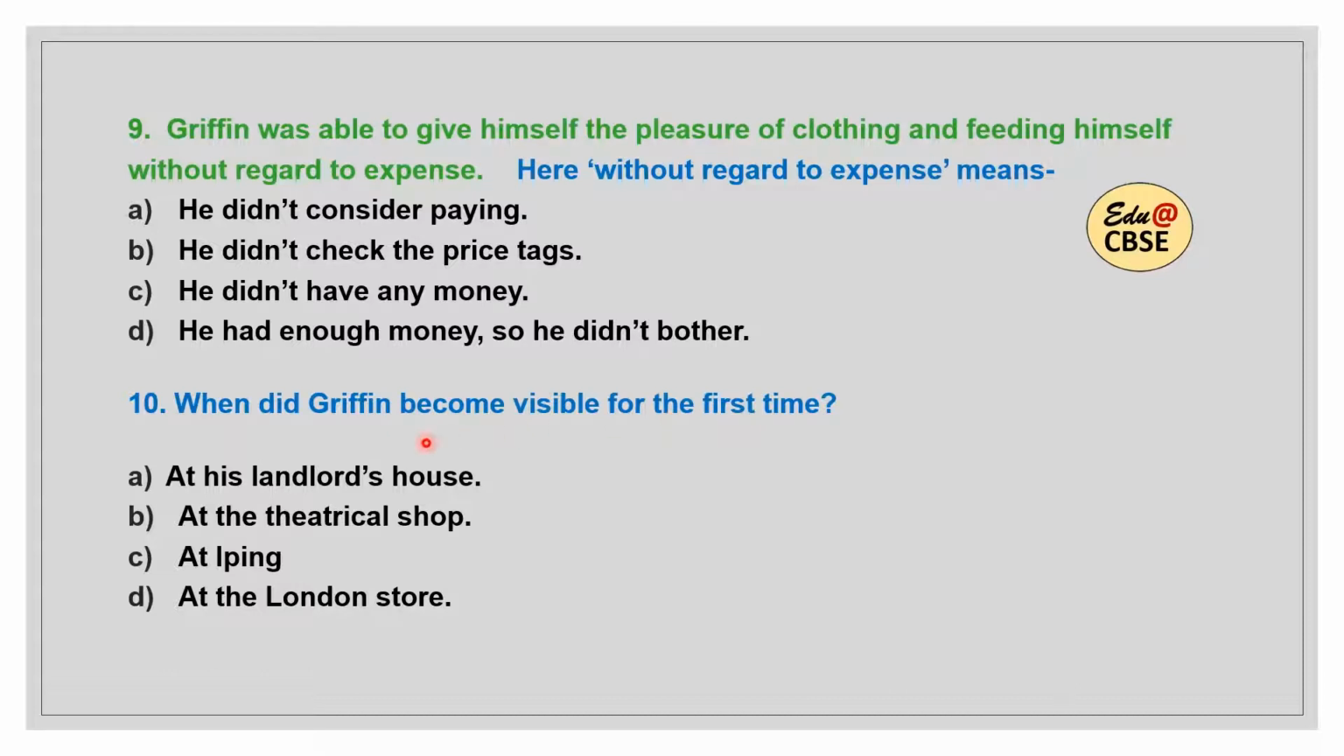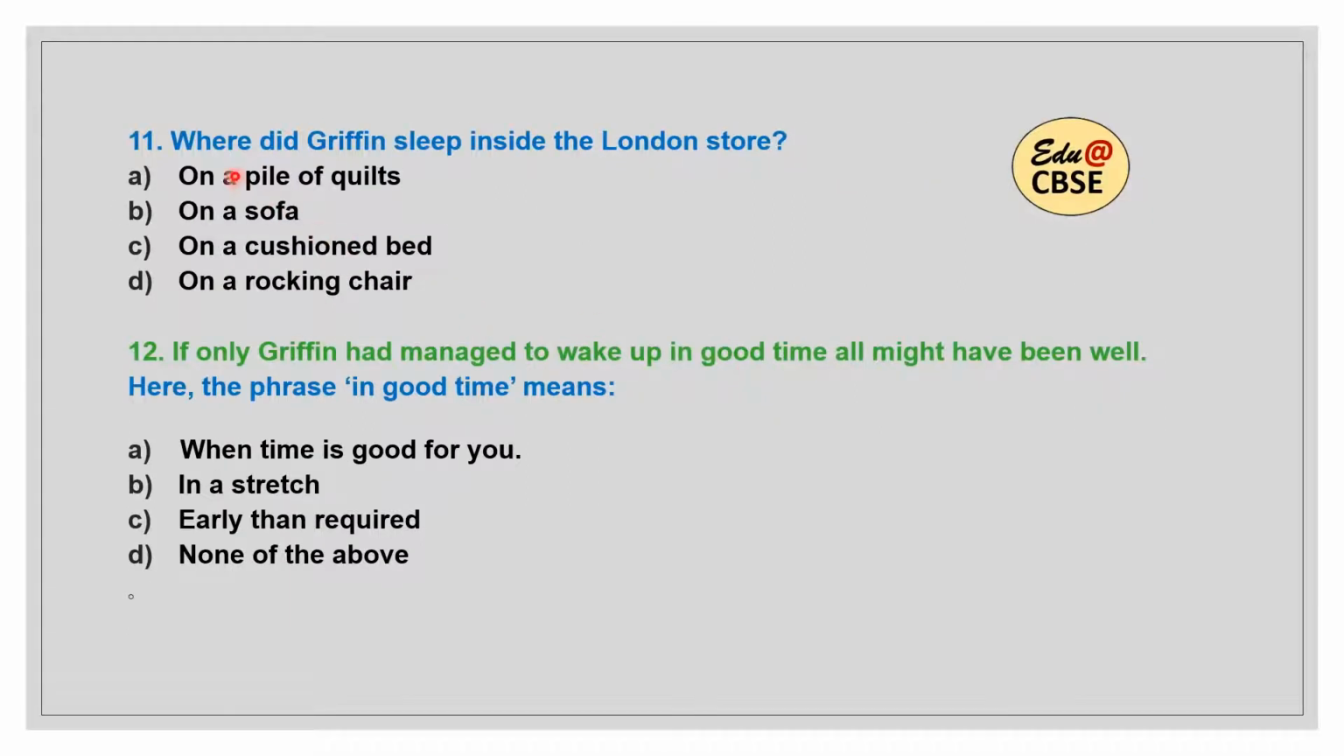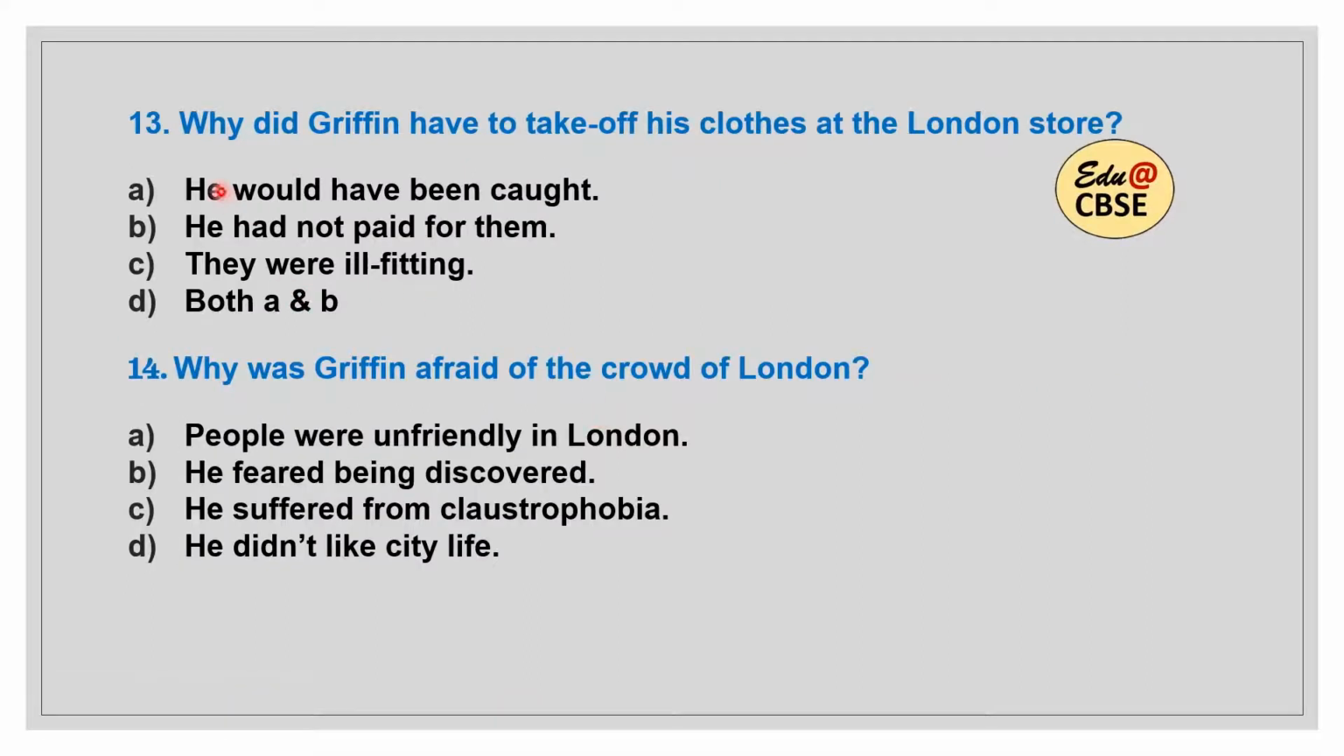Now next one. When did Griffin become visible for the first time? Next, where did Griffin sleep inside the London store? Next, if only Griffin had managed to wake up in good time, all might have been well. Here the phrase in good time means. Next, why did Griffin have to take off his clothes at the London store? Next one. Why was Griffin afraid of the crowd of London?